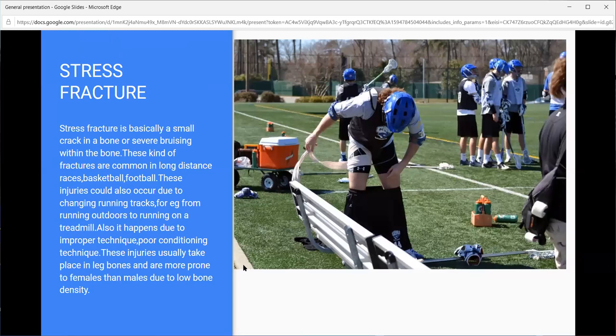Stress fracture. So the fourth kind of injury is stress fracture. This is the most common word we've heard: fracture.